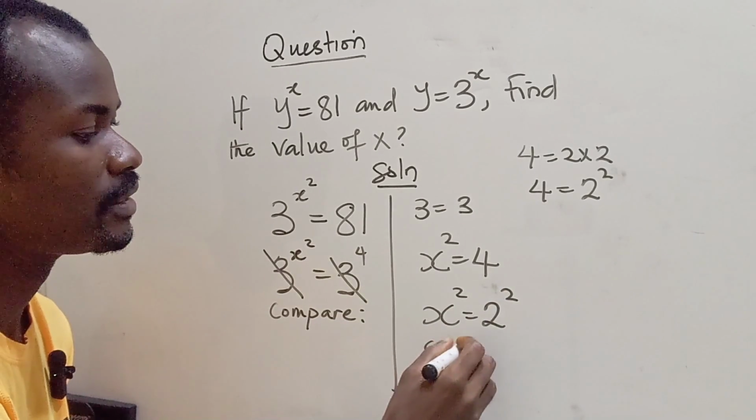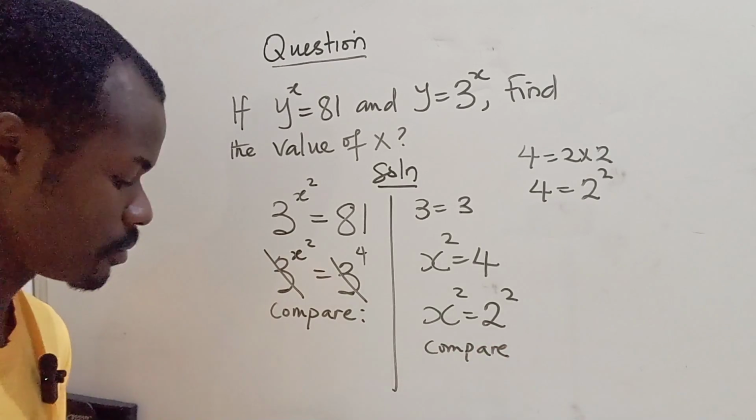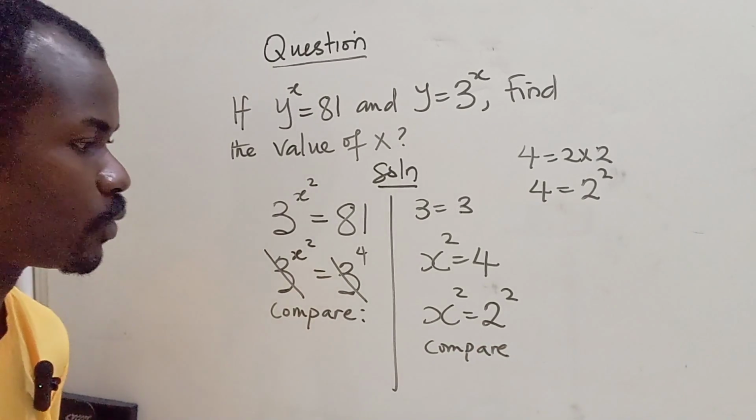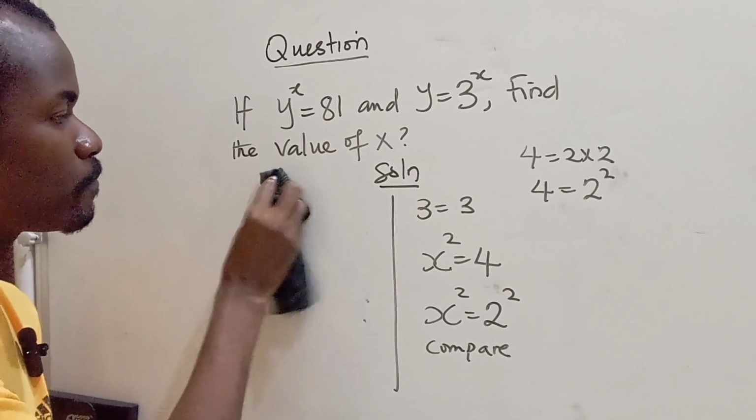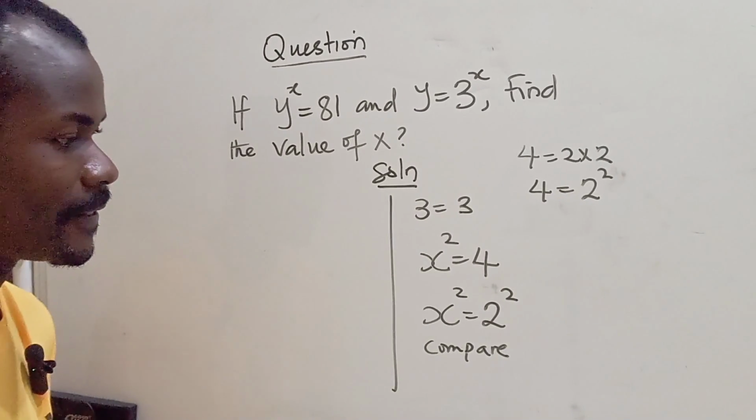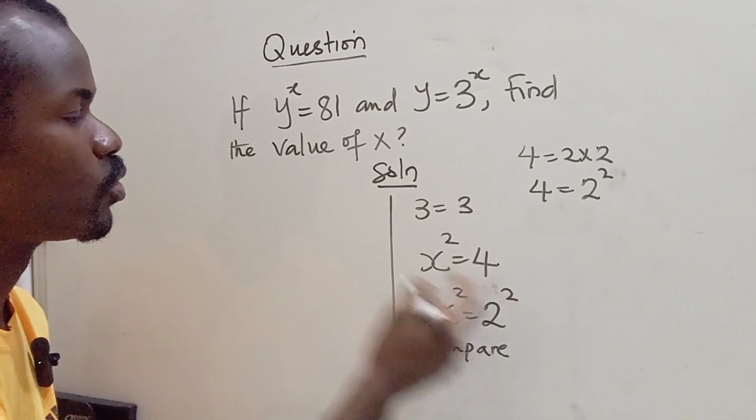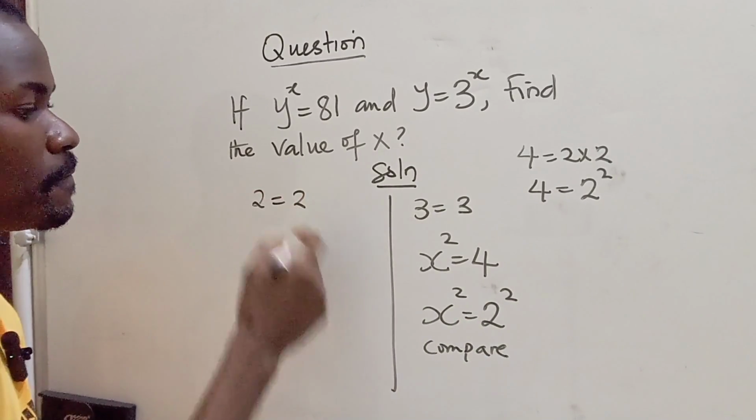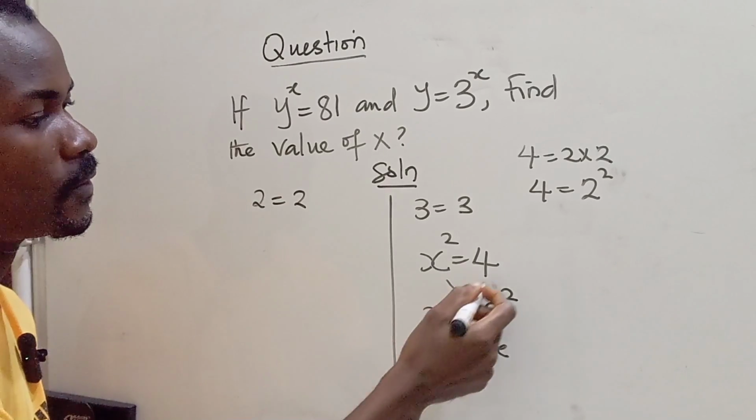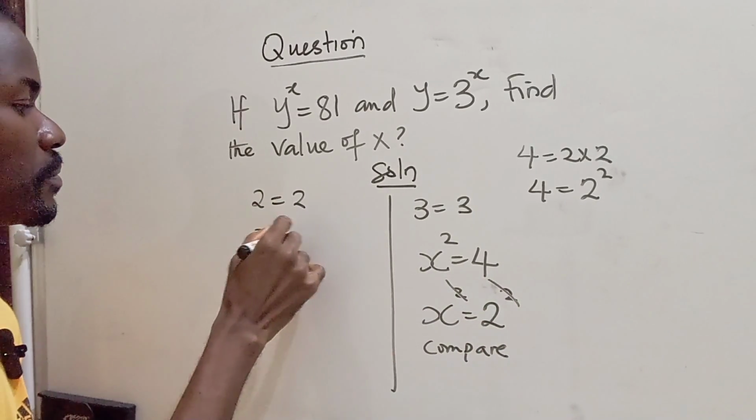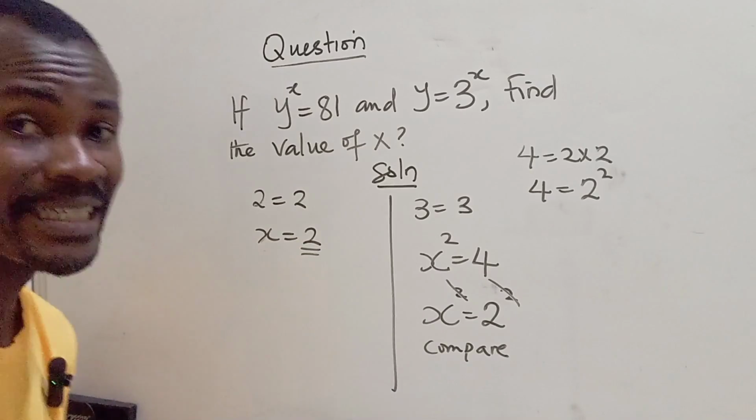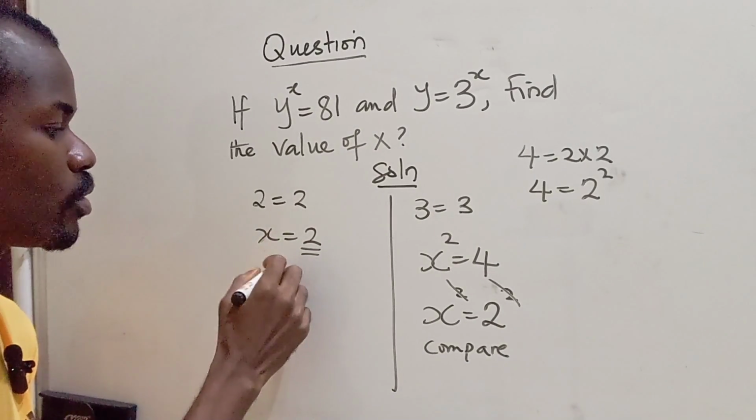If we compare this also, we can see that 2 is equal to 2. So x is equal to 2. That is one solution or one method.